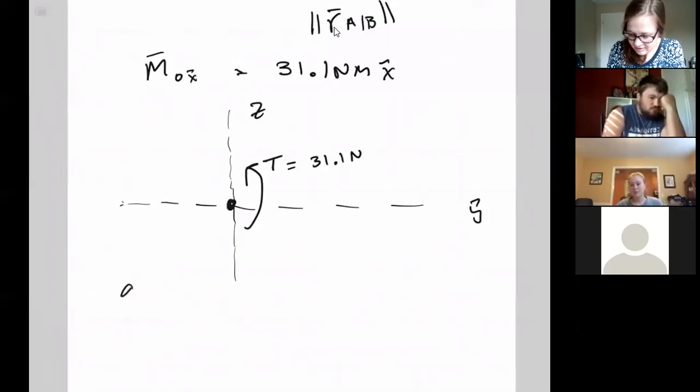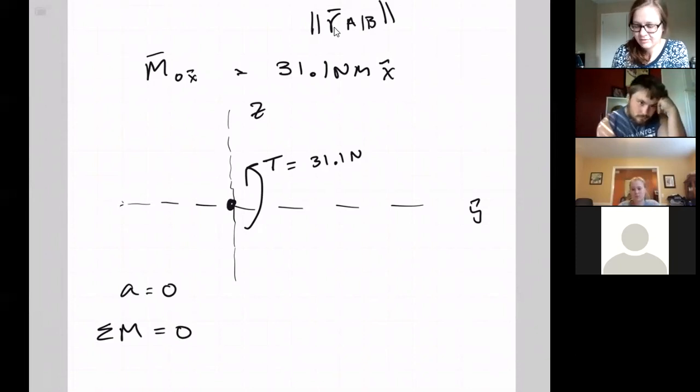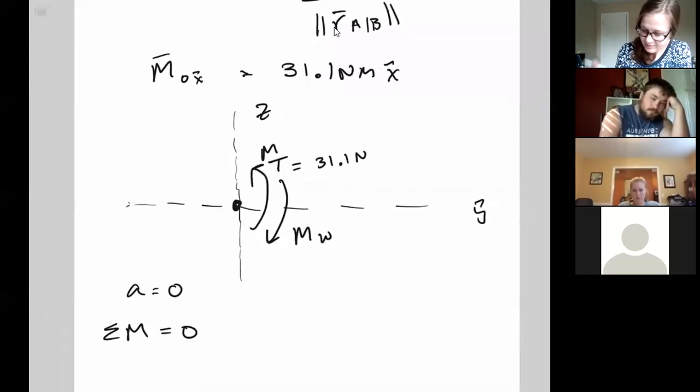We know that this is a static system. Acceleration is equal to 0. And because of that, we know that the sum of all of the moments is equal to 0. The only other moment that we have in this problem is the moment due to the weight. There's no torque around here because this is frictionless.